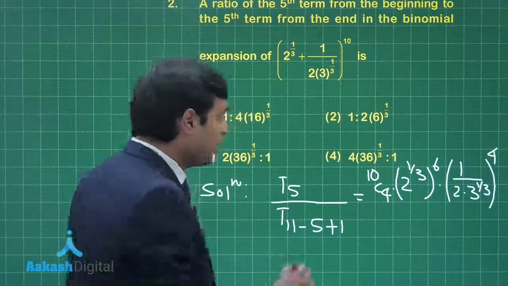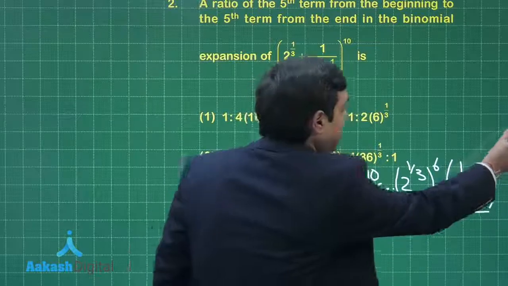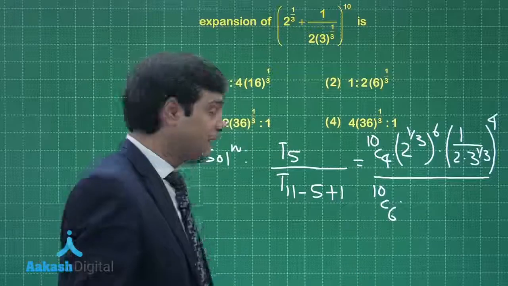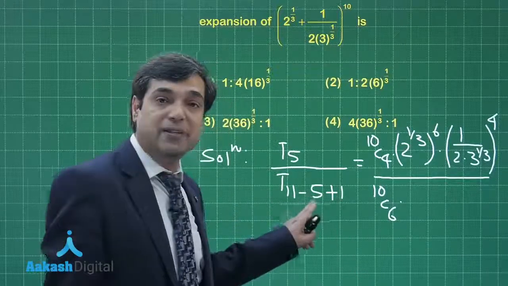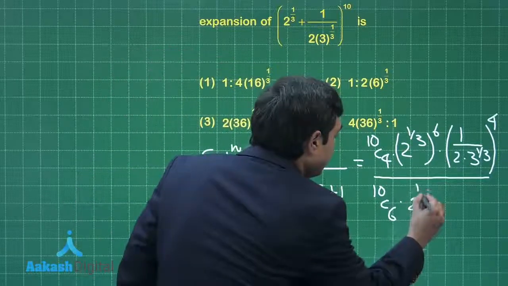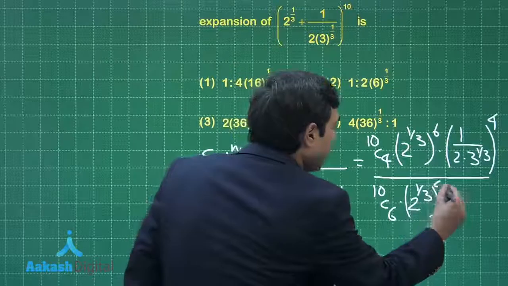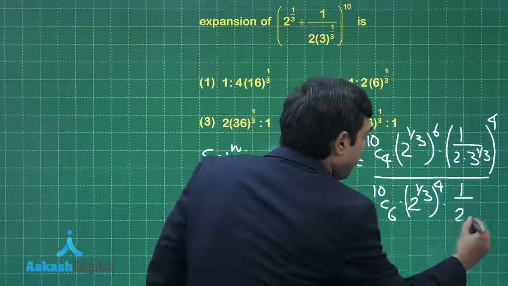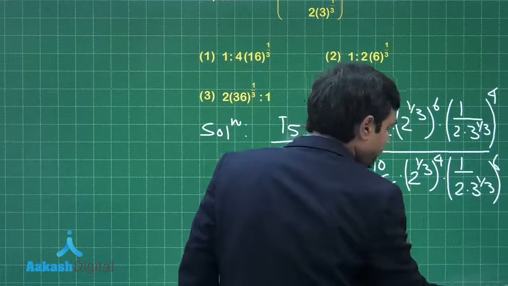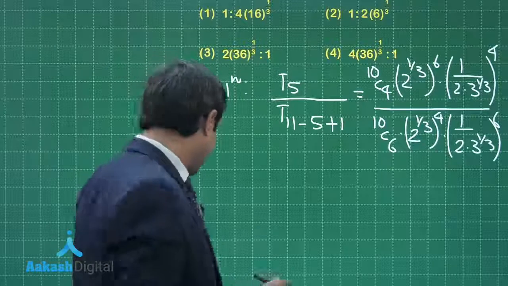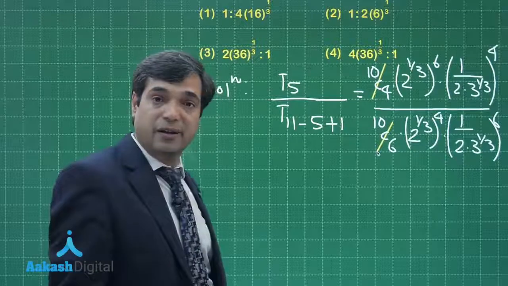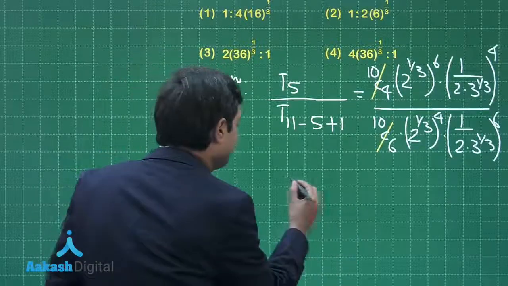That is the part in the numerator, divided by the denominator term, 10C6 into. Why 6? Because you have T(12 minus 5), that is T7, which is 10C6 multiplied with (2 to the power 1 by 3) whole to the power 4 into (1 upon 2 into 3 to the power 1 by 3) whole to the power 6. So this is the term. We need to simplify it. We can clearly see 10C4 and 10C6 are cancelled with each other, right? So let's simplify what we are left with.